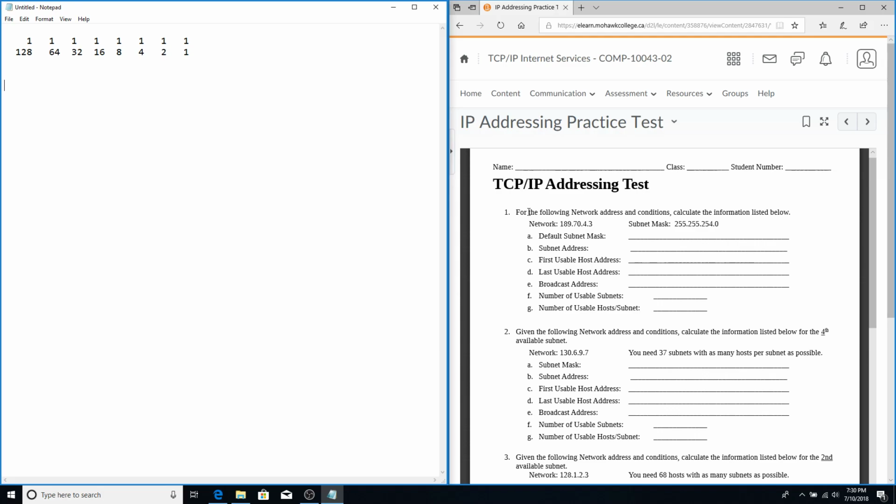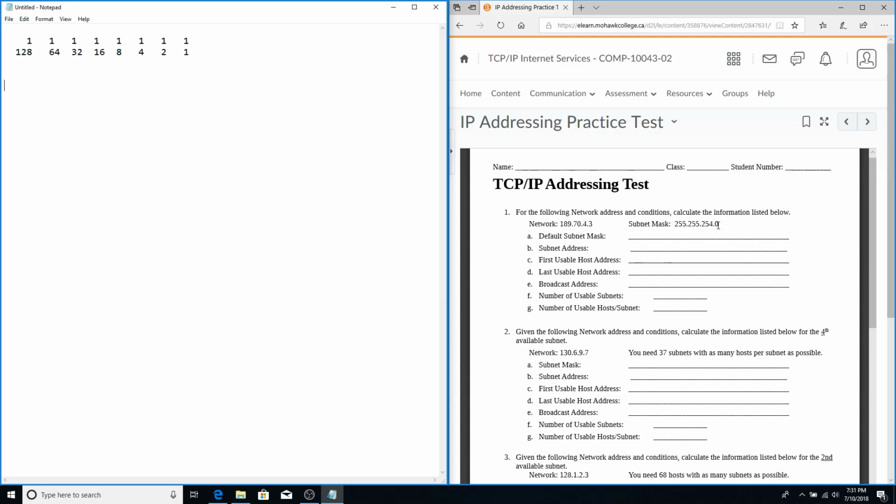So the first question says, for the following network address and conditions, calculate the information listed below. Network address is 189.70.4.3, and we have a subnet mask this time. It says 255.255.254.0. Now, this question is basically saying, here's an IP address. It's already been subnetted, and we know that because there's a subnet mask. And it's saying, what is the range of the subnet that this network IP address belongs to?